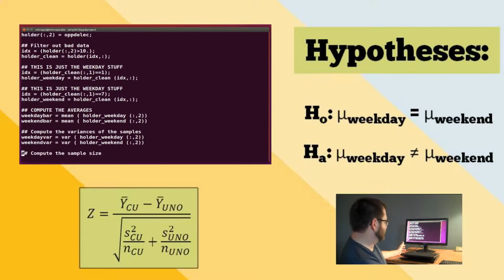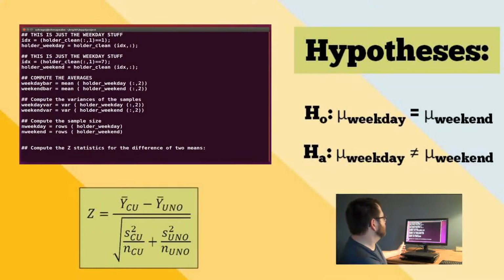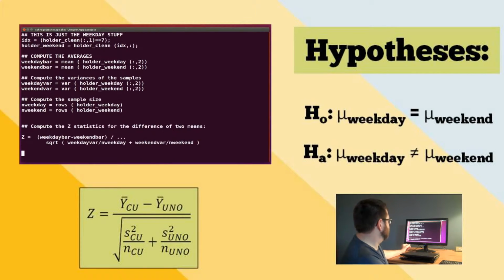weekdays and weekends. Fantastic. I also had to compute the sample size. N for each of the two groups is in that equation as well. Notice that I did it by just counting the number of rows in the holder weekend and the holder weekday. That seemed to be the easiest thing to do. And again, these quantities, I have them here without semicolons on the end of these lines, so that we will get them printed to the screen without having to do anything extra.